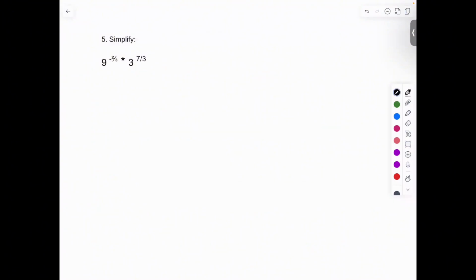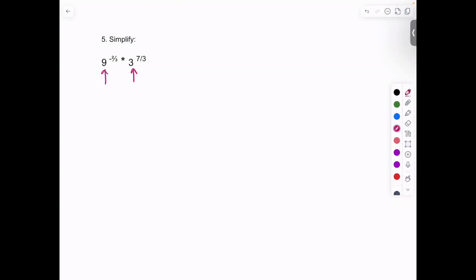We have the base of 9 and a base of 3. And I'll go ahead and just highlight that here. We have 9 and 3. And 9 and 3, of course, do have a common base. So before we can actually combine these two together using the common base of 3, we need to do some rewriting.